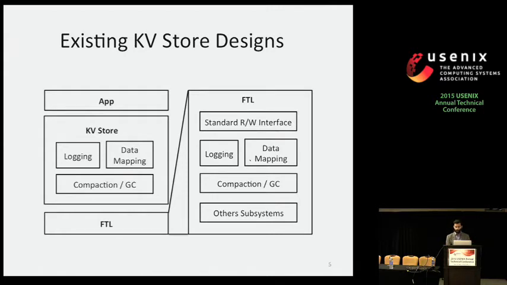The FTL provides, of course, a standard read-write interface as well as trim. And you see from this diagram that, like the KeyValue store, it also provides logging, data mapping, and garbage collection, as well as other things. So what is the problem with this? Well, clearly there's a lot of redundancy. So how can we improve the situation?